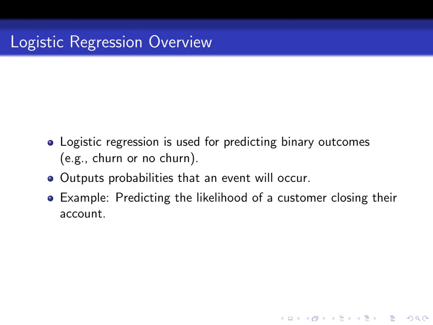Logistic regression is the method we use to predict binary outcomes like churn or no churn. Unlike linear regression, it outputs probabilities, allowing us to estimate the likelihood of an event. For example, it can predict the probability of a customer closing their account based on specific features.